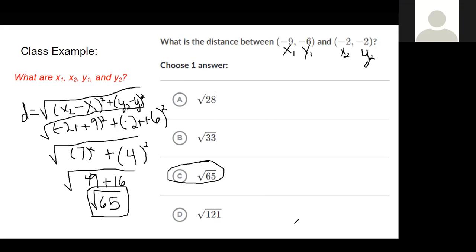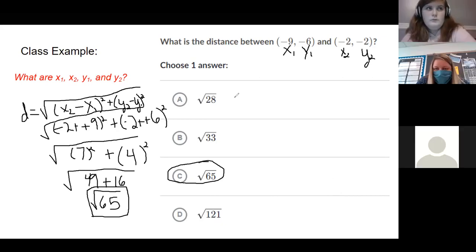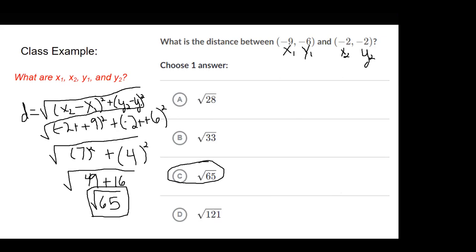Really? Can you type that up? I can't hear you. You logged in? I've been logged in. I don't know. I've been logged in since 8 o'clock. I've been logged in for 20 minutes.